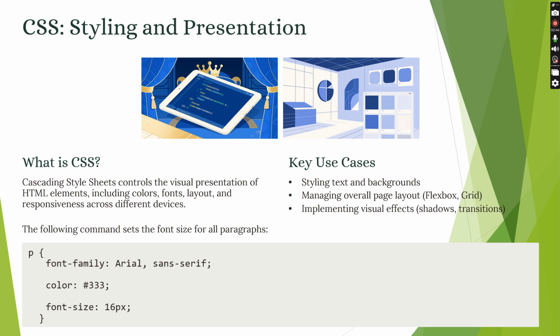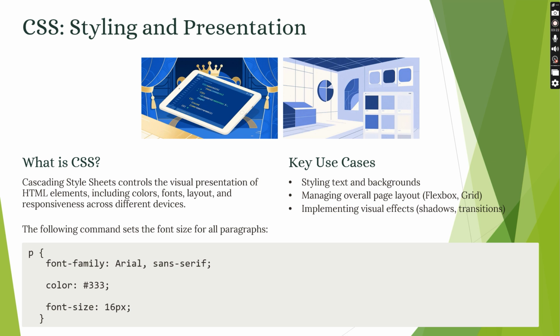Then comes the CSS part. CSS, basically cascading style sheets, controls the visual presentation of HTML elements, including colors, fonts, layout, and responsiveness across different devices. What are the use cases of CSS? CSS is used for styling text and backgrounds. It manages overall page layouts by using flexbox and grid. It implements visual effects by using shadows, transitions, and animations on the web pages.